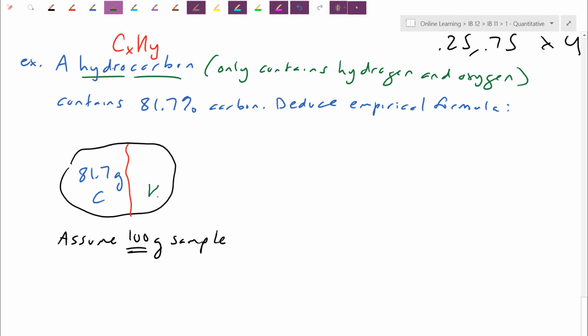They haven't told you hydrogen. How am I supposed to know that? Well, again, because this one only contains C's and H's, I'm just going to go 100 minus 81.7, and this gives me here 18.3 grams worth of hydrogen. So if you want to pause the video there, try it out for yourself.